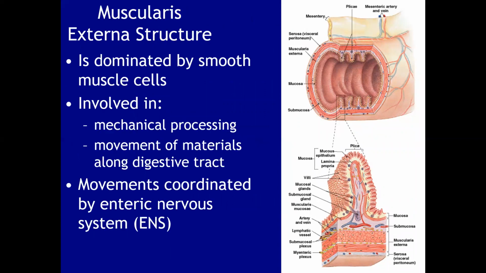All right, the external structure of the muscularis externa, right? So here I'm highlighting in green is the muscularis externa, right? So this muscularis externa has smooth muscles. It helps with mechanical processing and moving the materials along the digestive tract.